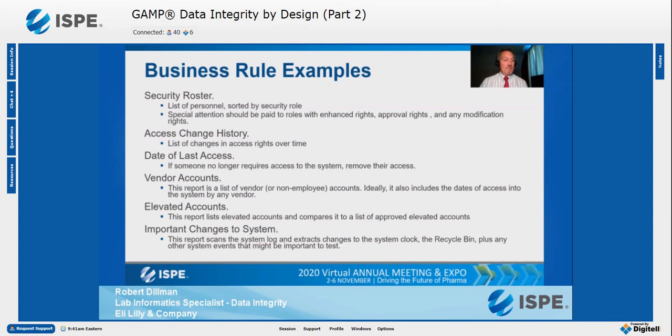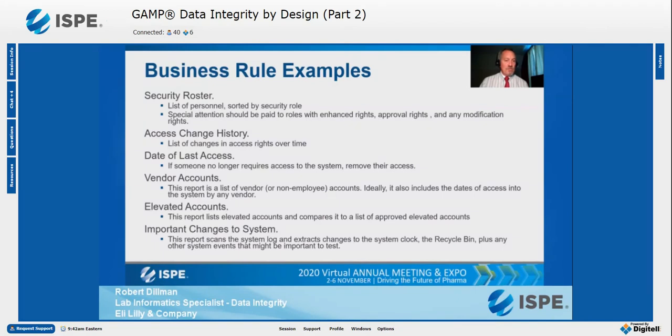Elevated accounts. This is a list of elevated accounts, and it compares it to a list of approved elevated accounts. So for instance, the system administrator can do anything, like release batches and all kinds of things within the system. Therefore, if somebody accidentally gets it, if somebody checks the wrong box and they get admin access, you need to make sure that they're approved to have it and not in the business area. So if they do have it, it needs to be removed.